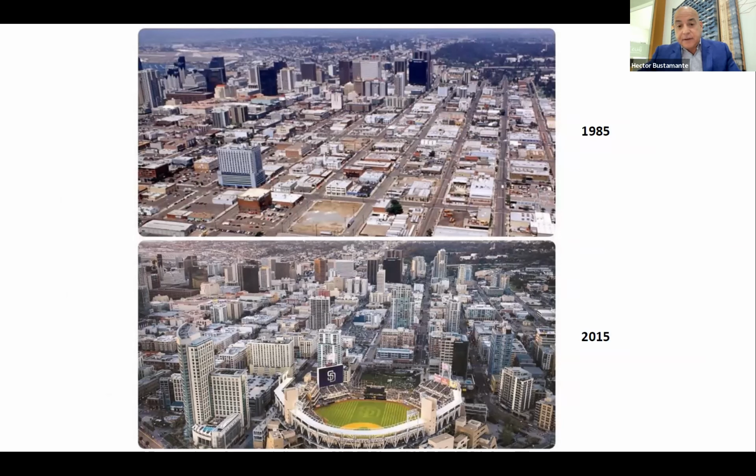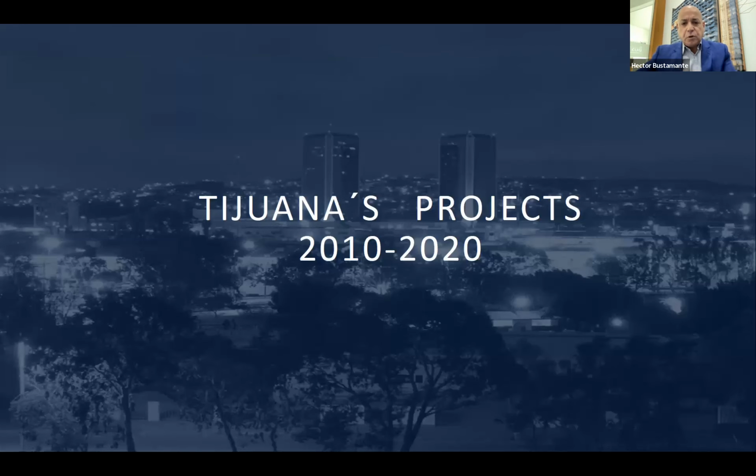That was 1985, and the other one is 2015, which is only 30 years. Everybody remembers how downtown San Diego used to be, and what it is right now. So I think that downtown Tijuana right now is in its 10th year of transformation. So we have 20 more years to go until we are what we want to achieve. Next, please. So this is a 10-year period.